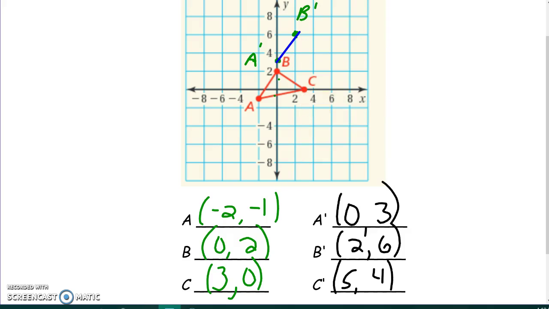Did you catch that initially? Good. Beautiful.